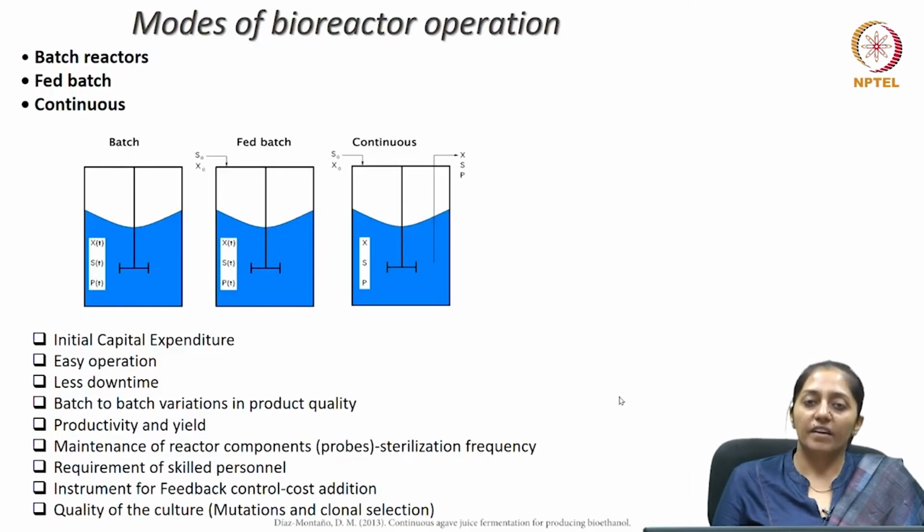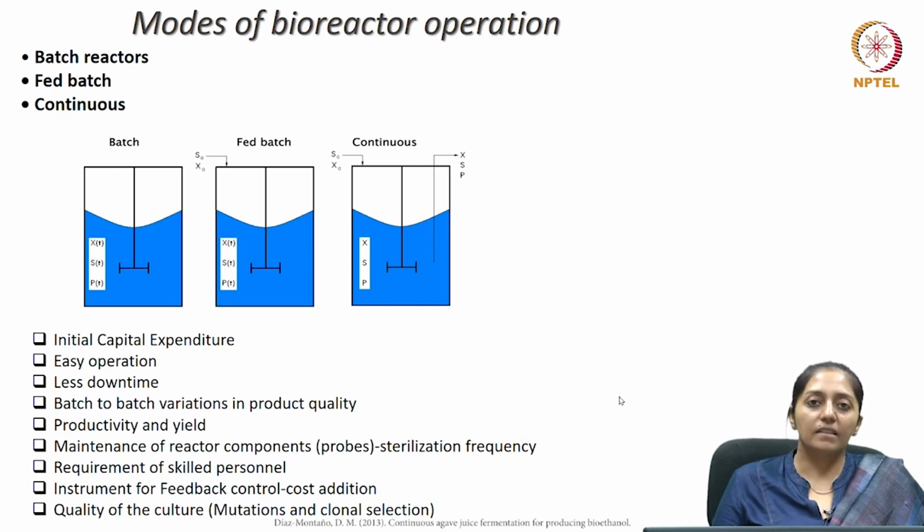Even in a given reactor configuration, there can be different ways of cultivation. So, there are basically three different ways cultivations are carried out. One is a batch mode of cultivation, then fed batch mode and the other is continuous mode. So, these are three basic ways or modes of cultivation in bioreactors.